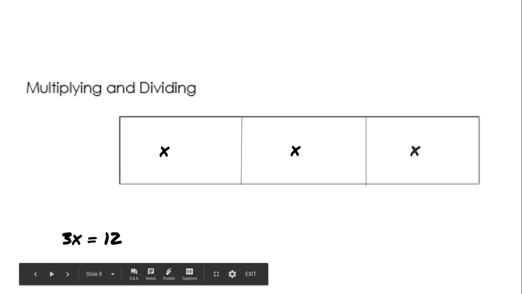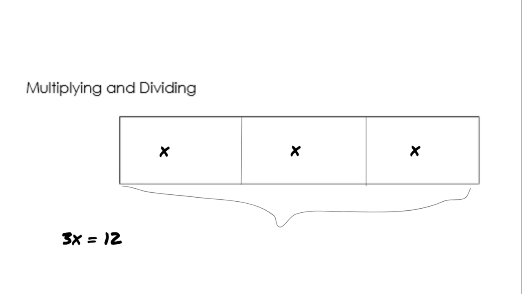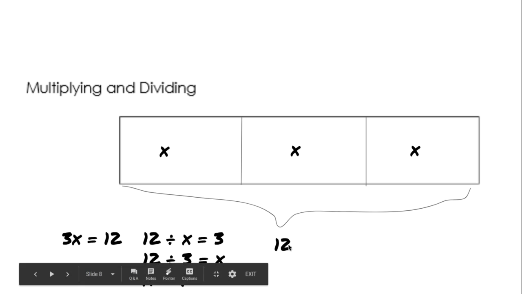Notice in my diagram that I do not have the number 3 anywhere. I just have 3 groups. The 3 is represented by the groups. So I would draw my bracket to show that the whole thing is equal to 12. So this is the way I would represent a multiplication equation. I could also solve it by using division. So 12 divided by x is equal to 3, or 12 divided by 3 is equal to x. Either way works, and I would find my solution of x is equal to 4. So each of these would be 4.